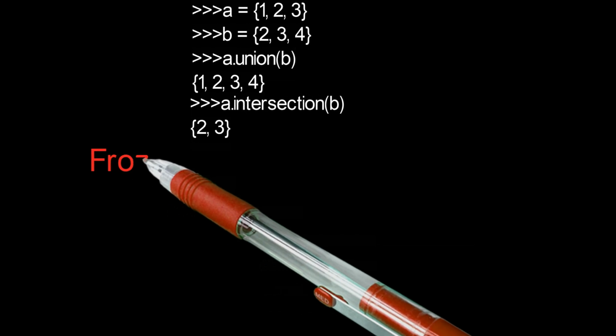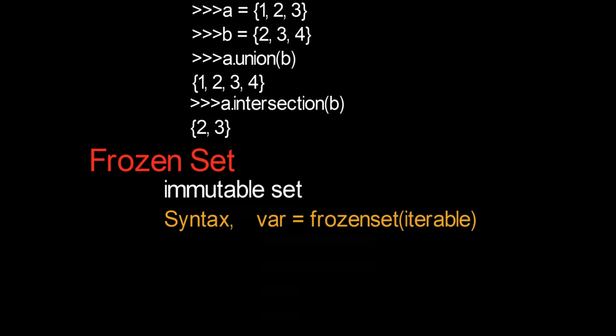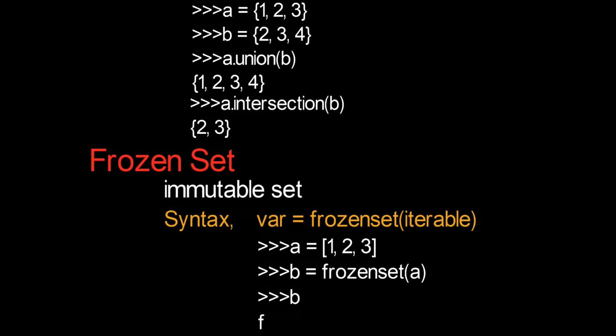We also have something called a frozenset, which is an immutable version of sets, like variable equals frozenset(iterable). Iterable here can be a list, tuple, string, dictionary, or a set. So if we give a list like a equals 1, 2, 3 inside square brackets, and write b equals frozenset(a) and display b, the result will be frozenset inside curly braces with the values 1, 2, 3. Now this is an immutable version of a normal set, which means we cannot alter its value.